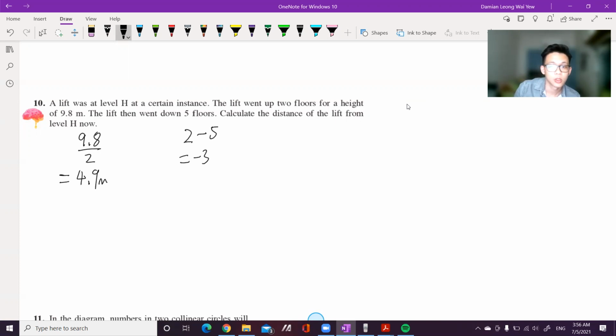Right? So it's 3 floors below, and each floor is 4.9 meters. So the distance will be 3 floors times 4.9 meters. Yeah, so I just calculate this. 3 times 4.9 will be 14.7 meters. Yeah. That's the distance of the leaf from level H. So that is question 10.